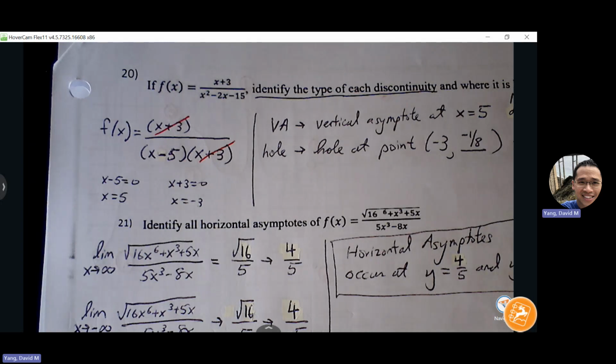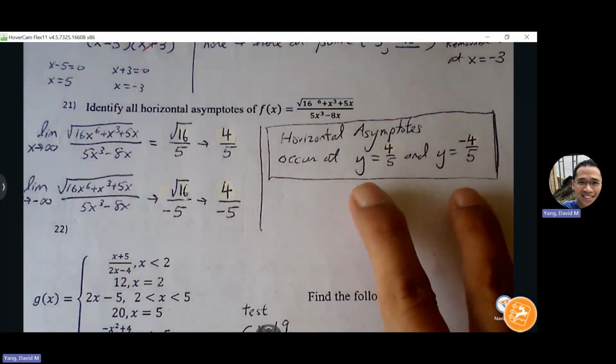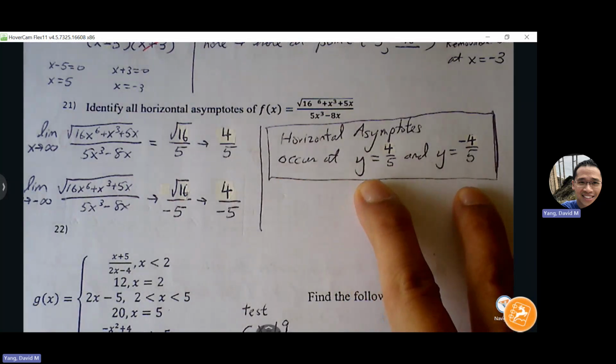So I messed up here. The square root of 16 is just 4. I did the square root of 4 is 2. So I took too many steps there. So for 21, the key is incorrect. It should show asymptotes at 4/5 and negative 4/5.